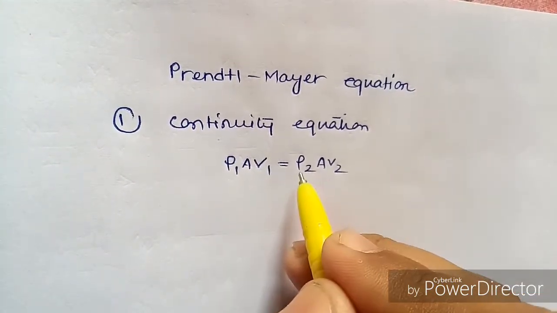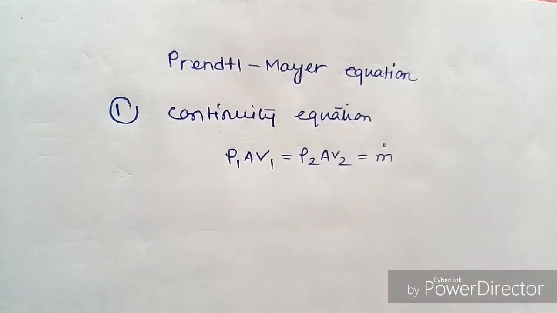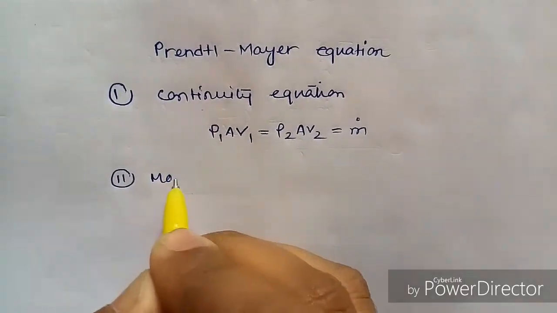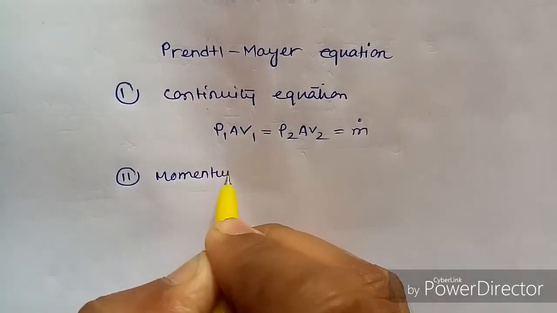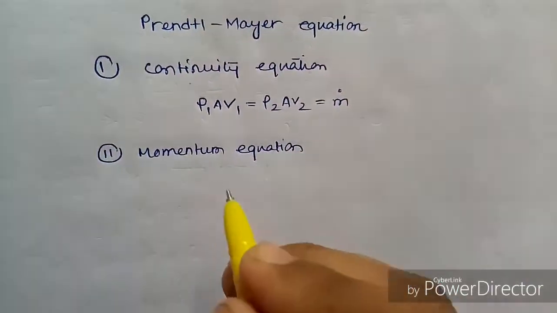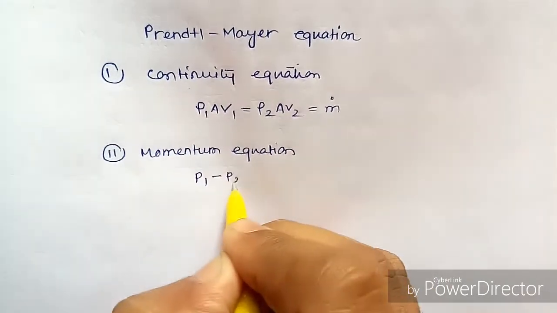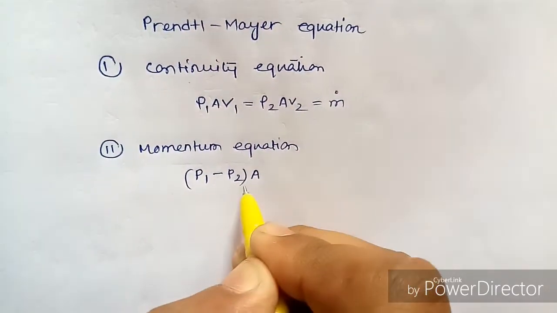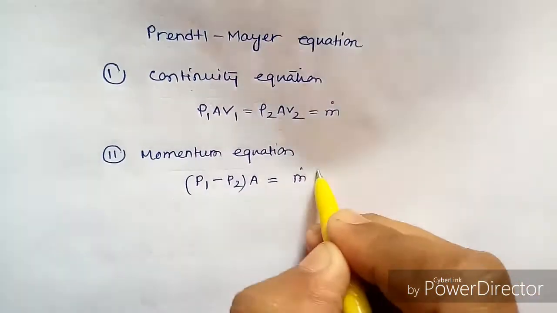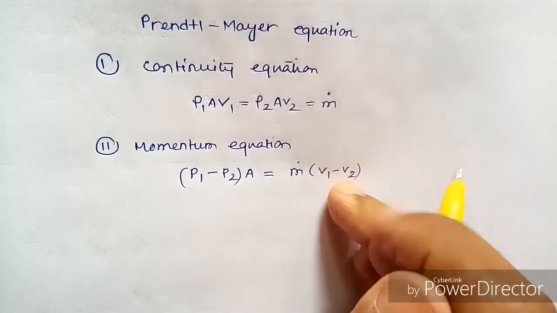So here A is constant. Next we need this momentum equation. Momentum equation means Newton's second law. So (P1 minus P2) multiplied by A, that is the force, and it is given by the rate of change of momentum. So this is the rate of change of momentum.